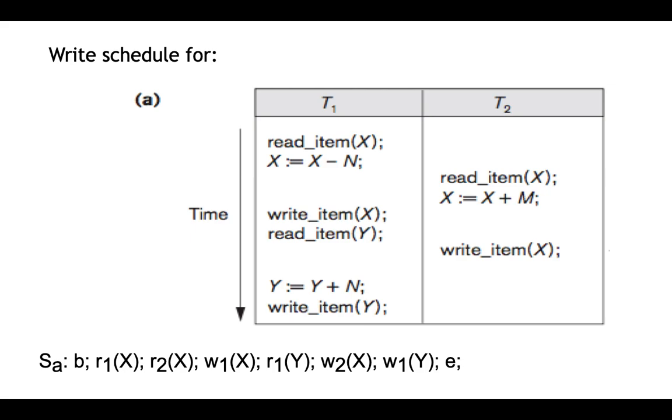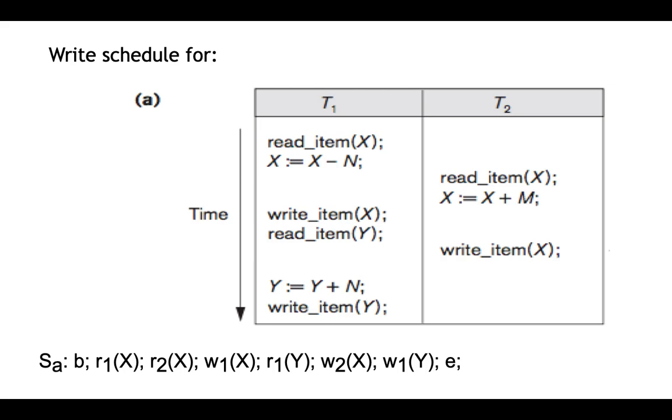Then X equals X minus n is an equation, and one thing to note is that these equations won't be denoted in the schedule. Only the read, write, commit, abort, begin, and end operations are denoted in a schedule. So read item X by the first transaction is represented as R1 of X.